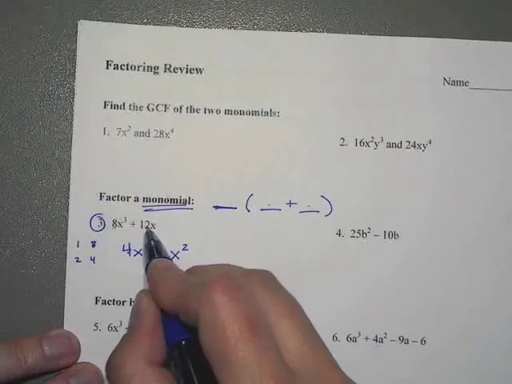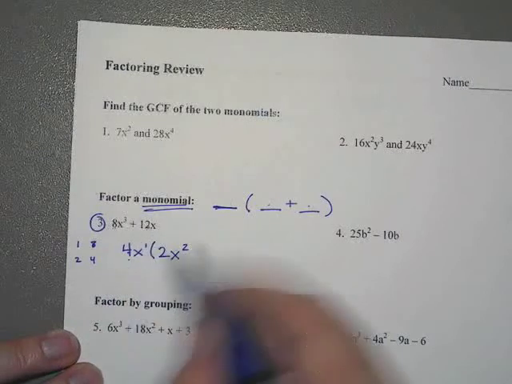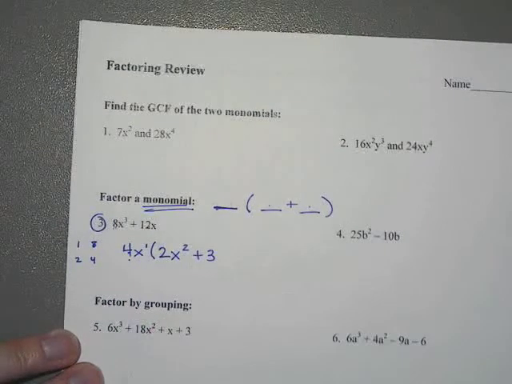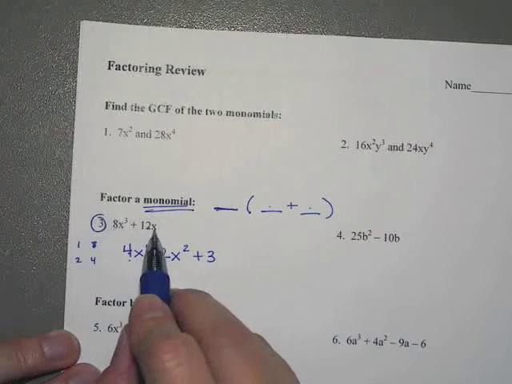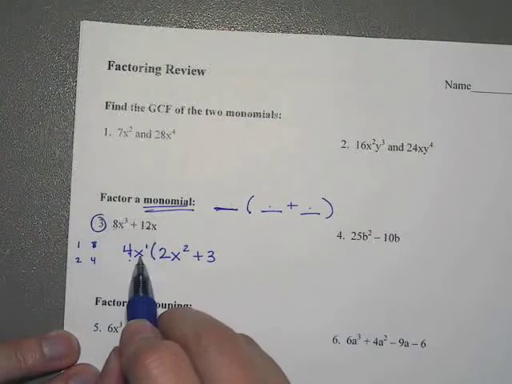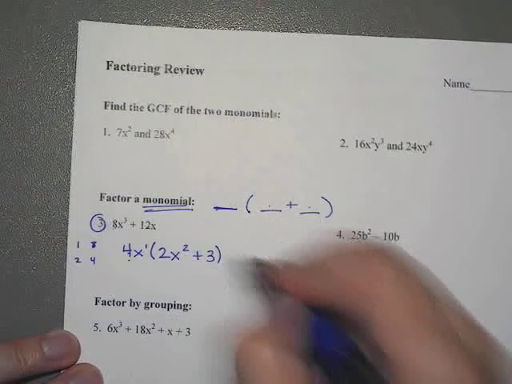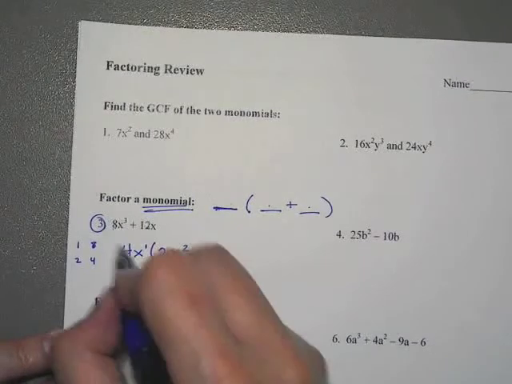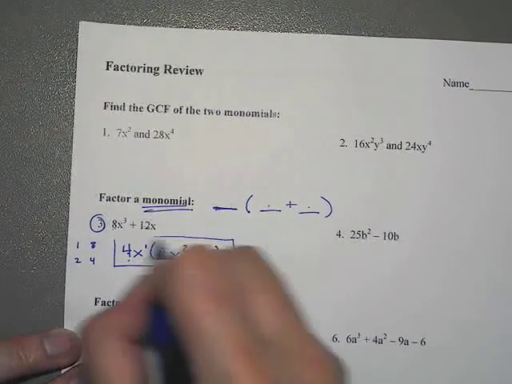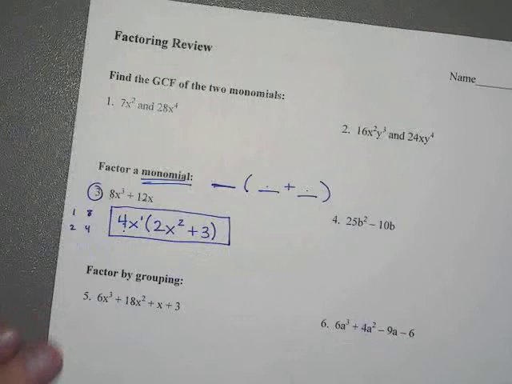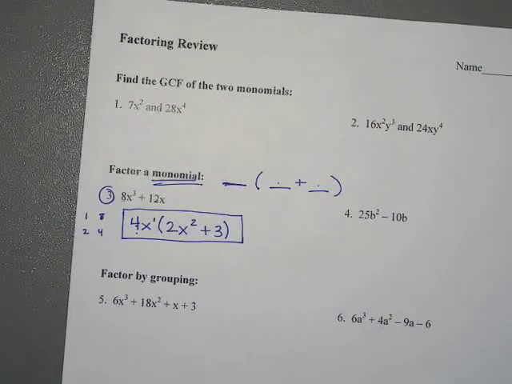Now we need to look at the second term. 12 divided by 4 is positive 3, so plus 3. I had an x, I took out x, so I don't need any more x's to make this complete. It is complete just with the 3. All right, and that's all we do on this problem. We don't have to do anything more. We're not solving for x or doing anything like that. We're just factoring out the GCF.